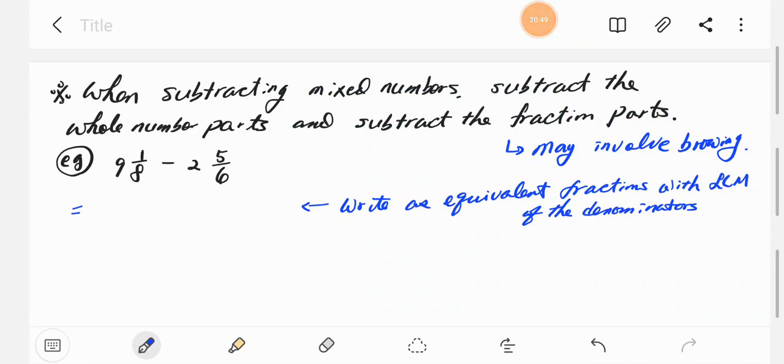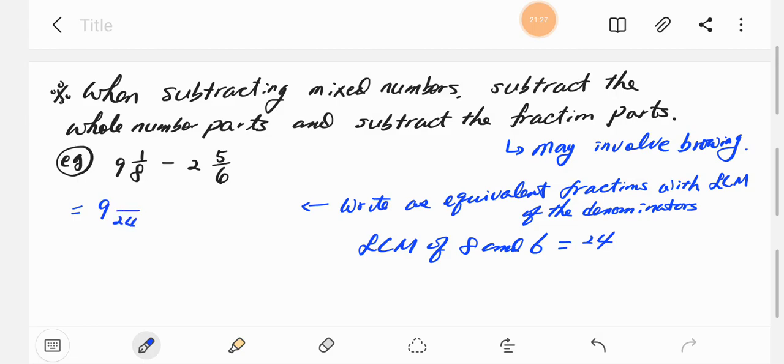Okay, when we subtract mixed numbers, we can subtract the whole number parts and subtract the fraction parts. And sometimes we may be involved in borrowing. First, since the denominators are different, write the fractions with the LCM of the denominators. So 8 and 6, what's the LCM of 8 and 6? So that is equal to 24, right? So let us write 24.